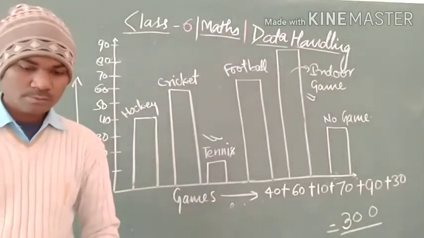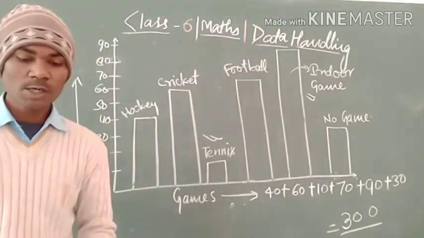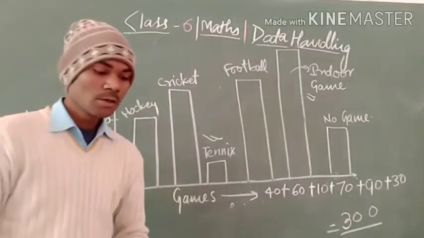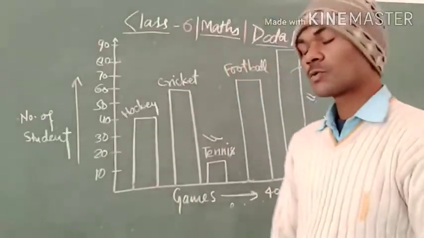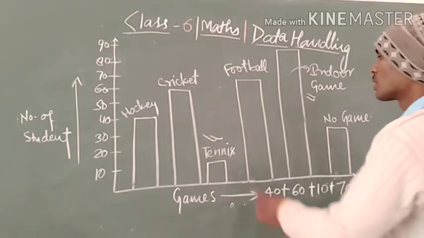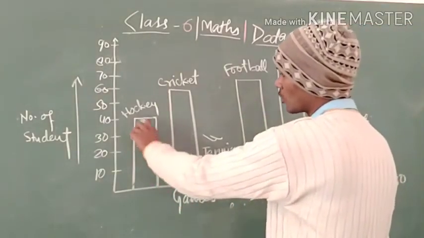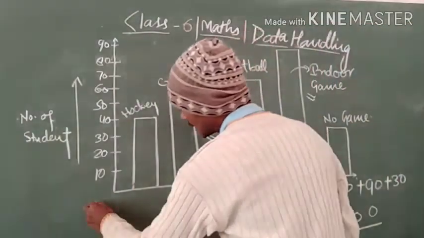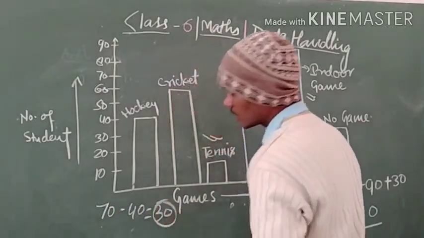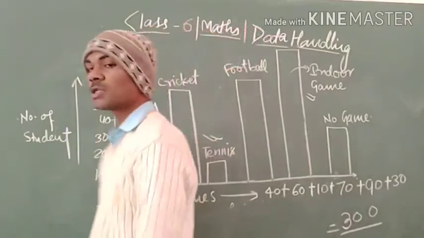The last question is, by how much is the number of students playing football more than the number of students playing hockey? We have to find out how many more students play football than hockey. Here we can see that the number of students who play football is 70 and the number who play hockey is 40. Therefore, 70 minus 40 is equal to 30 students more than hockey. So in this way we have solved this problem.